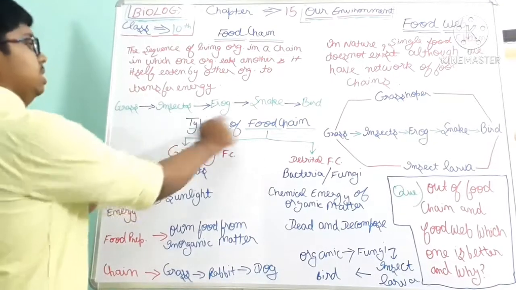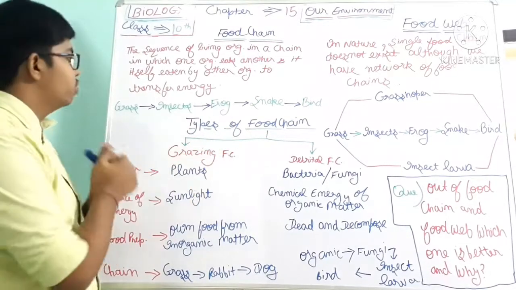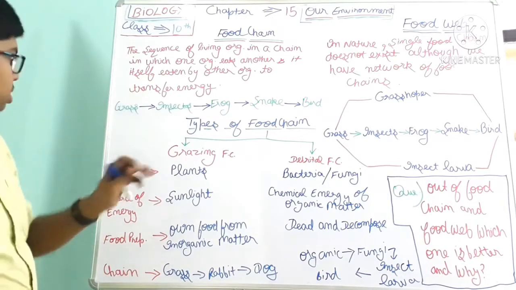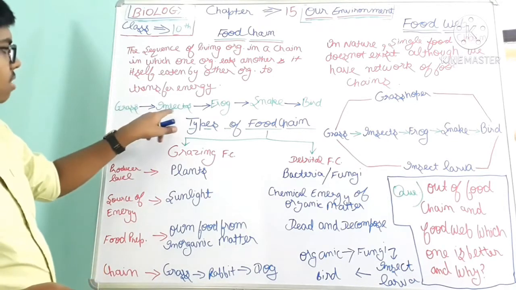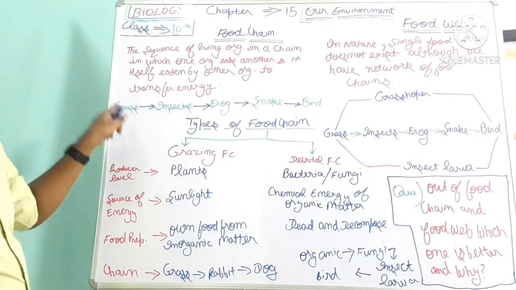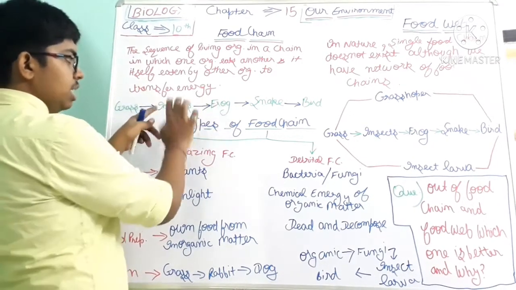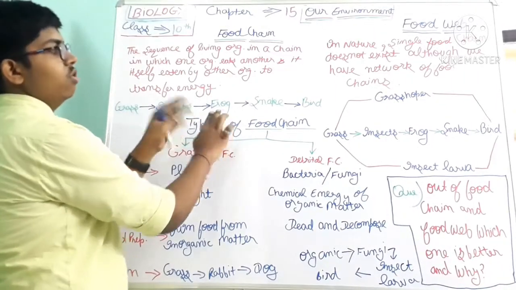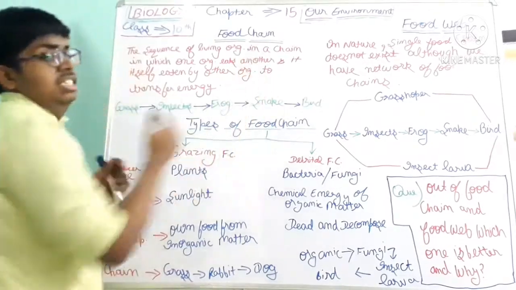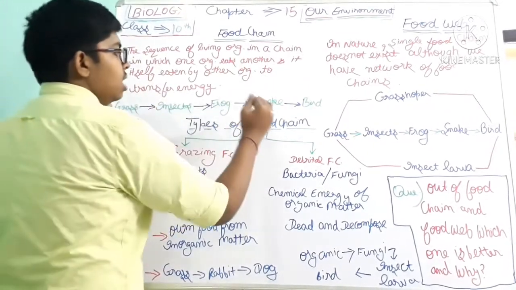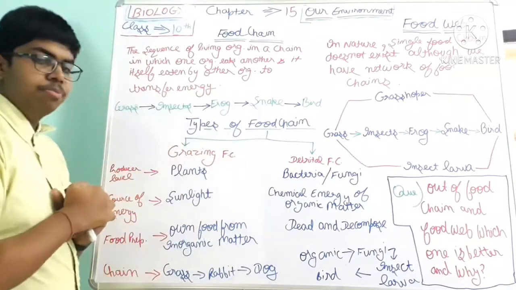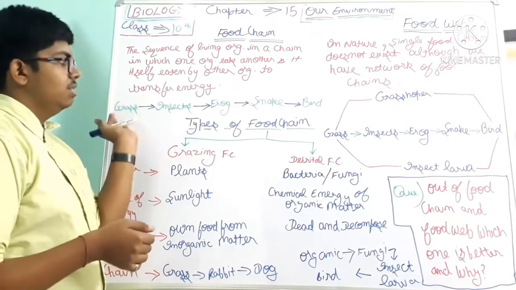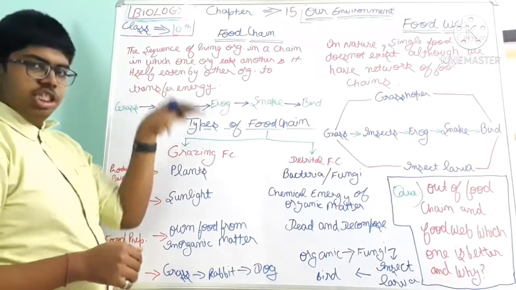Now here's an example of how a food chain works. Grass is at the primary level. The insect eats the grass, and the frog eats the insect for obtaining energy. Now the snake eats the frog and then the bird eats the snake. In this way the energy transfer process occurs. We have now clearly understood how a food chain works.